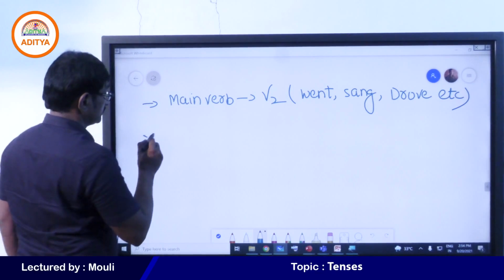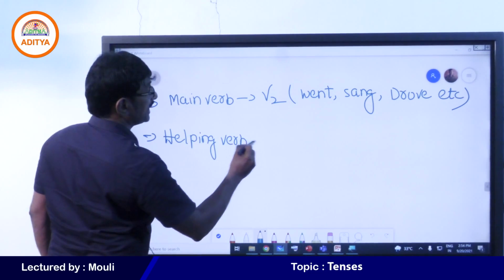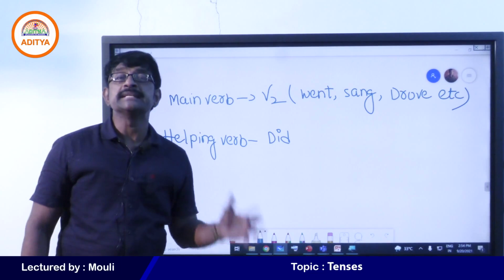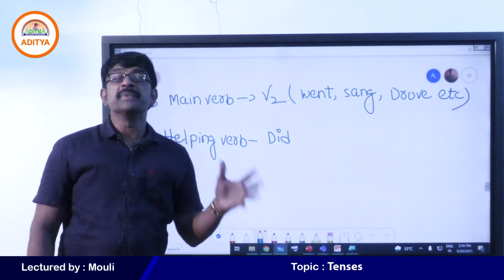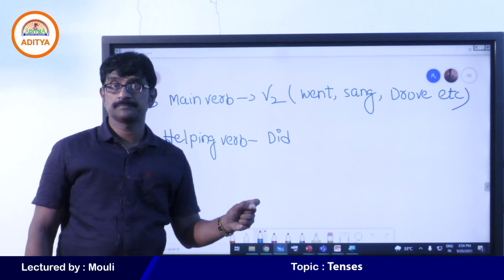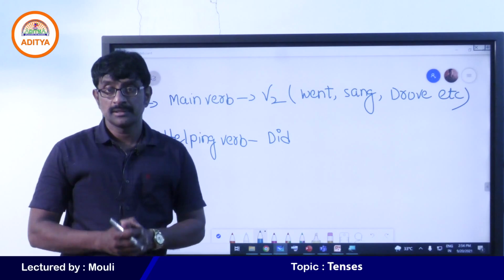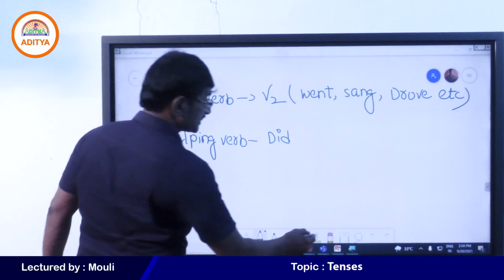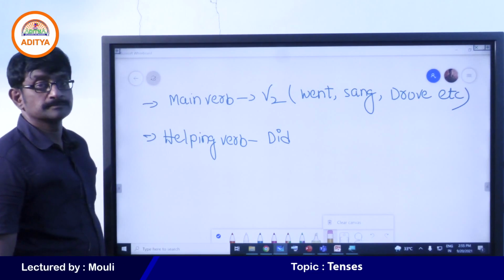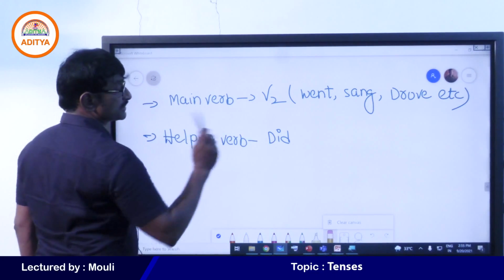And what about the helping verb? Helping verb should be did. Main verb should be in V2 form and helping verb should be did. Okay, students? And how to recognize this tense? Let us see that one also. Main verb is V2, helping verb is did.